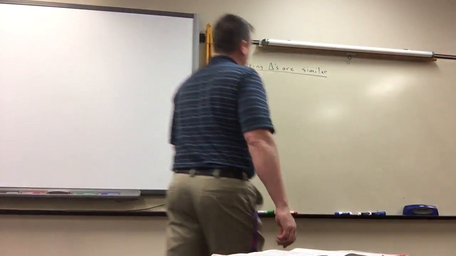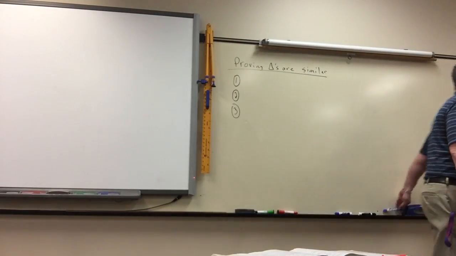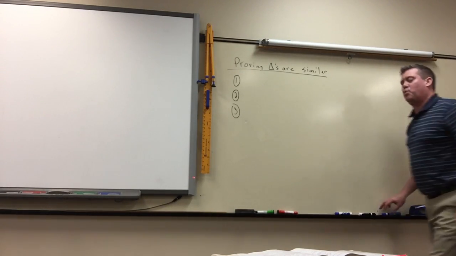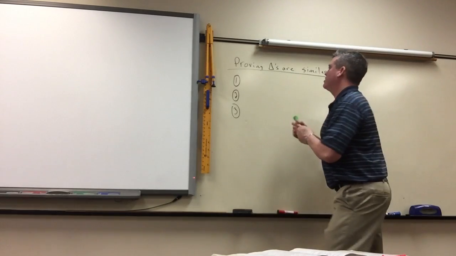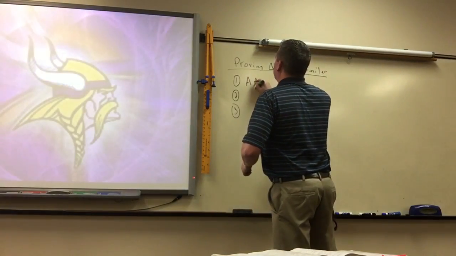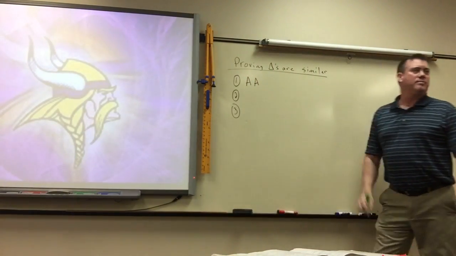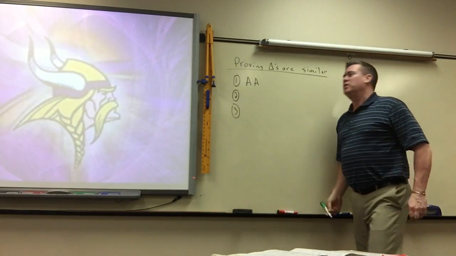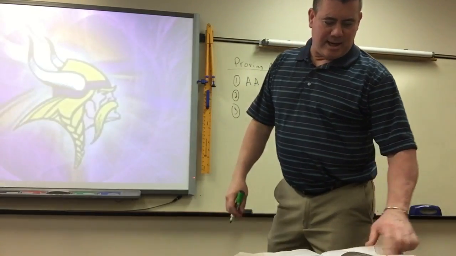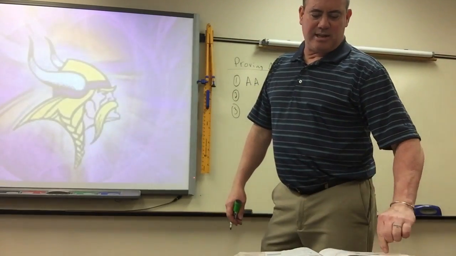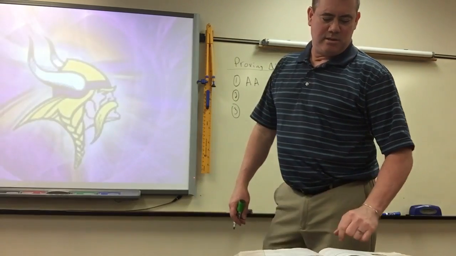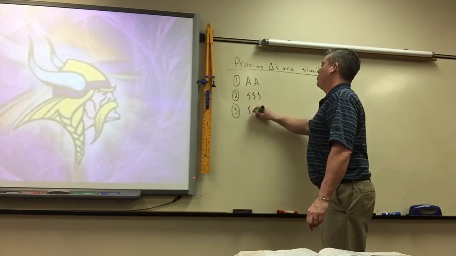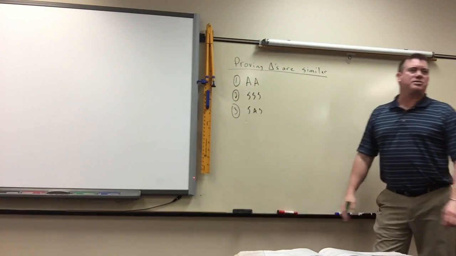Okay, so there's 3 shortcuts for proving that triangles are similar. We already learned the one in the last lesson. If 2 angles are congruent, then they're similar. Remember the angle? Okay. So the 2 that we're adding today are SSS and SAS. Now, they spell out the same thing as before.